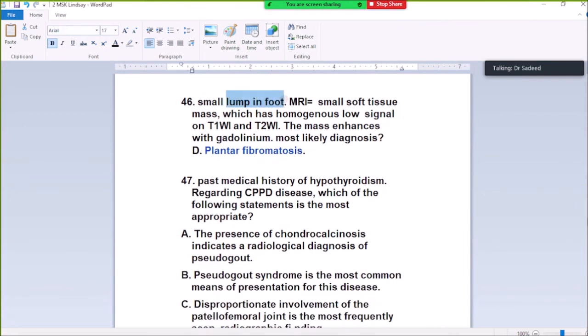46. Small lump in foot. An incidental small soft tissue mass has homogeneous low signal on T1 and T2. The mass enhances with contrast. Most likely diagnosis: plantar fibromatosis. T1 and T2 low signal is fibrous, so plantar fibromatosis.